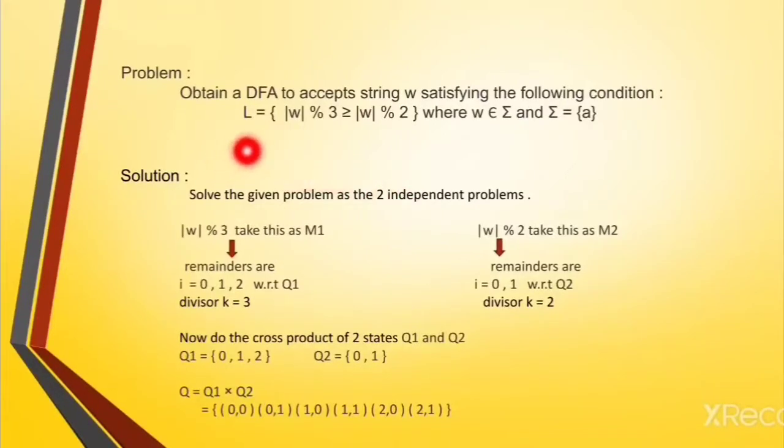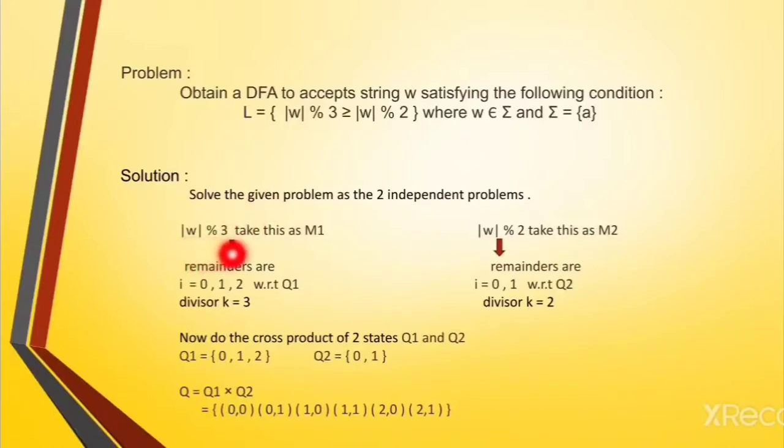Here in the problem, there are two conditions, that is w mod 3 and w mod 2. We have to solve this given condition as two independent problems. That is, for w mod 3 we take this as machine 1, and w mod 2 we take this as M2, that is machine 2.